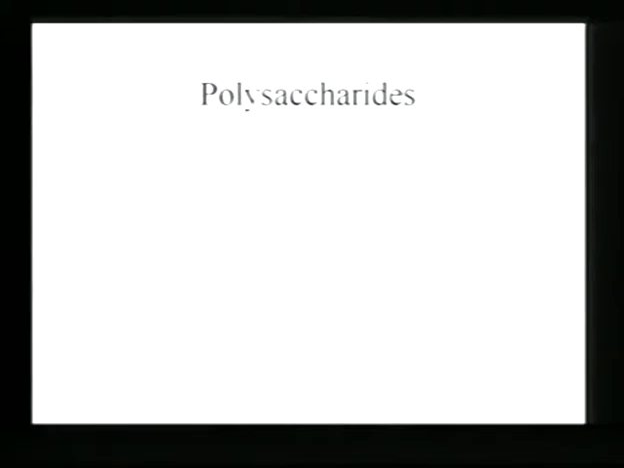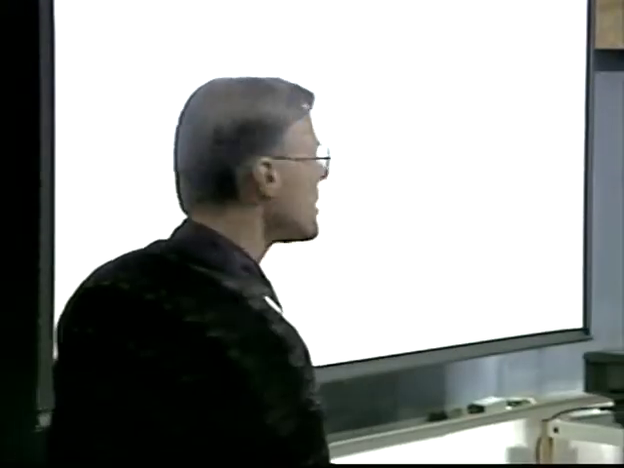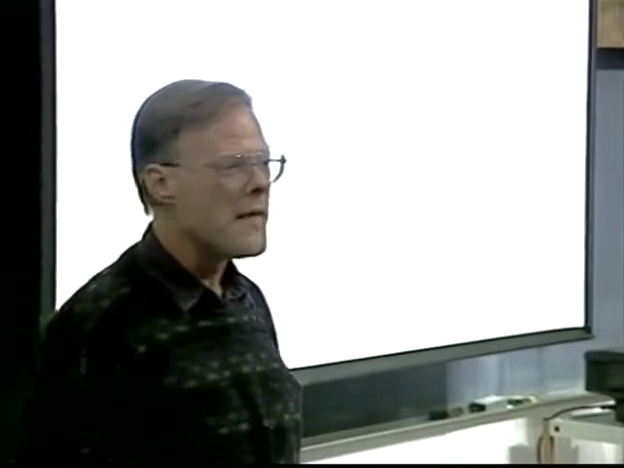All right, polysaccharides. We go to the next step up. We take lots of monosaccharides and assemble them end to end, maybe branch them a little bit, and we have a polysaccharide made up of thousands or even hundreds of thousands of simple monosaccharide units. So they're long chains of simple sugars. They may be branched or unbranched, though.